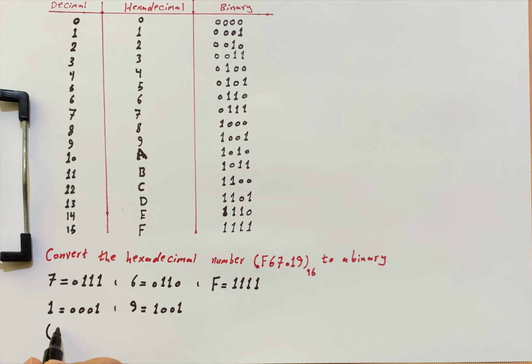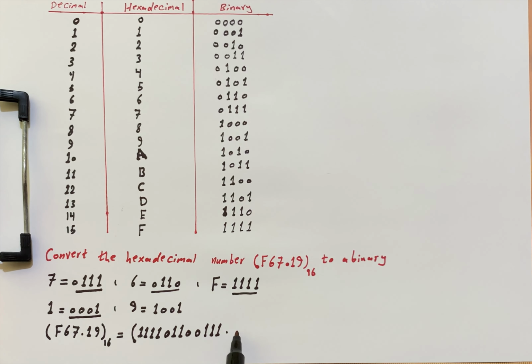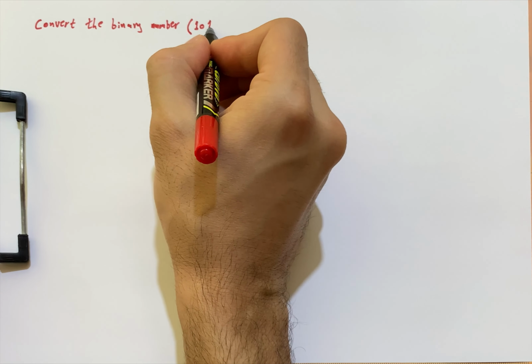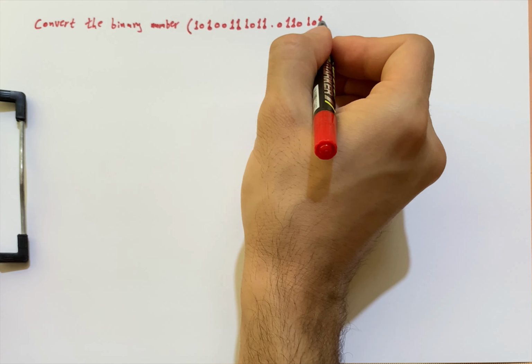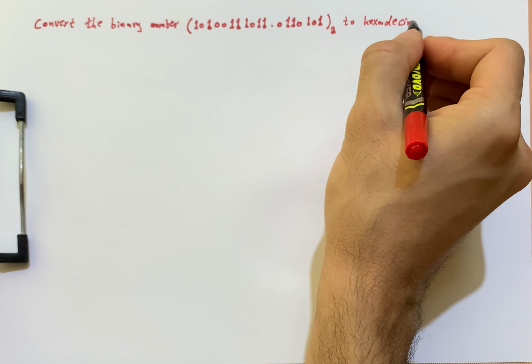So the hexadecimal number F67.19 is equal to 111101100111.00011001 in binary. Let us take another example. Convert the binary number 10100111.0110101 to a hexadecimal number.